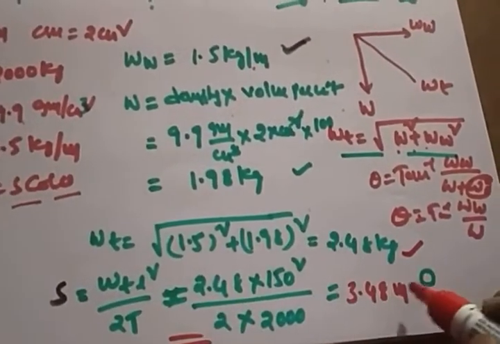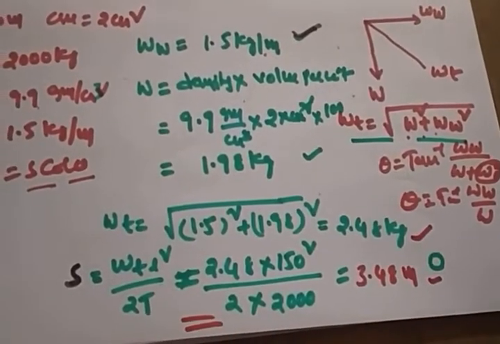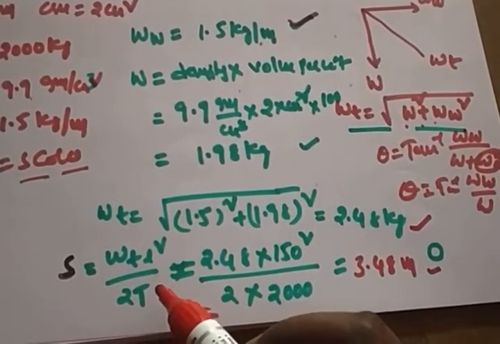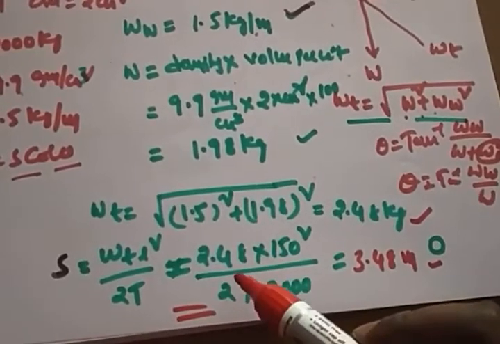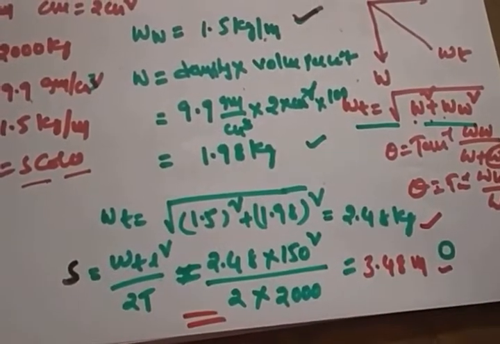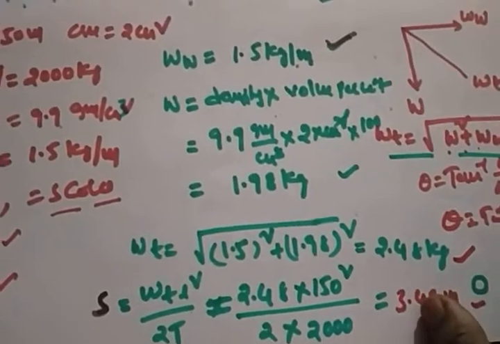Then find out the sag value. So the sag value, if you calculate the sag, is WT into L square by 2T. If you substitute here, you will get 3.48 meters. So okay, sag is over.